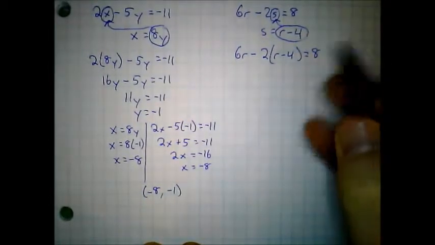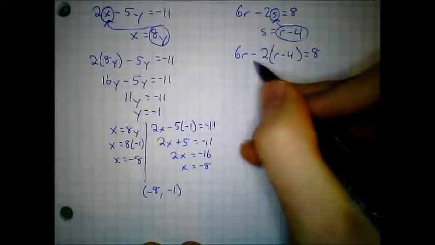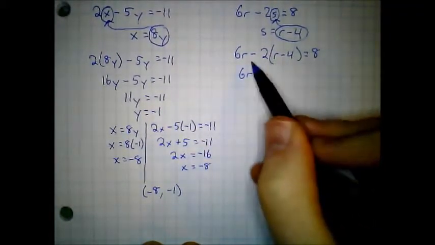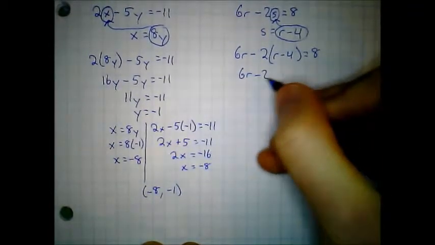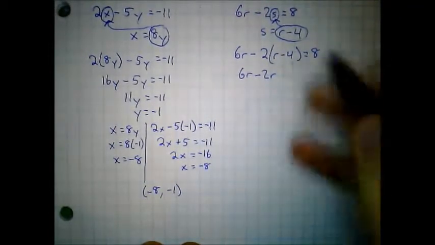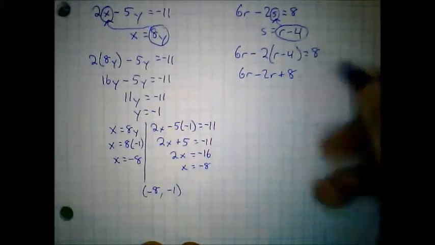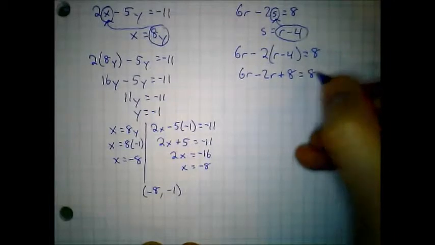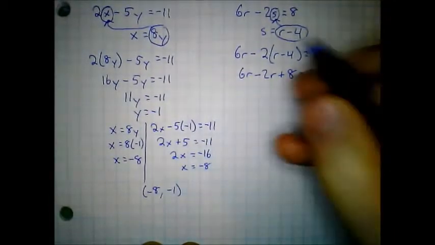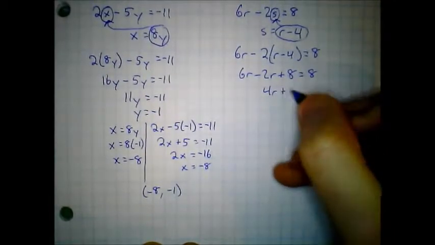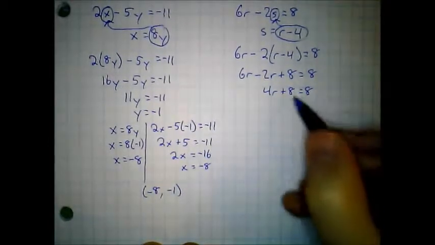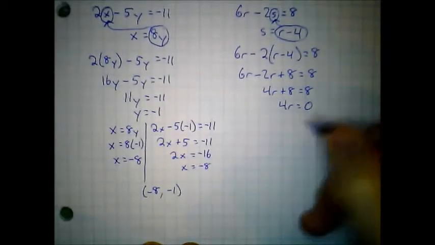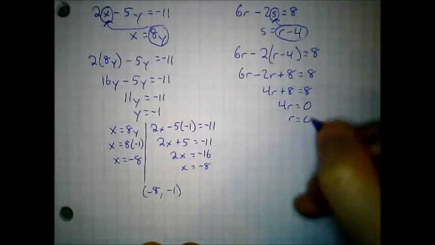Now we have to be a little bit careful when we're doing this distribution, because we have this negative 2 that we're distributing, so we want to make sure we don't forget that. We're doing negative 2 times r is negative 2r. Negative 2 times negative 4 is positive 8, so that's plus 8 equals 8. 6r minus 2r is 4r, plus 8 equals 8. I'm going to subtract 8 from both sides. 4r equals 0. I'm going to do 0 divided by 4, so I get r equals 0.